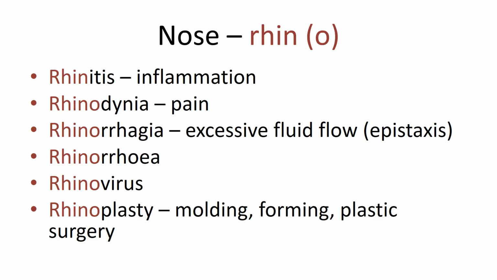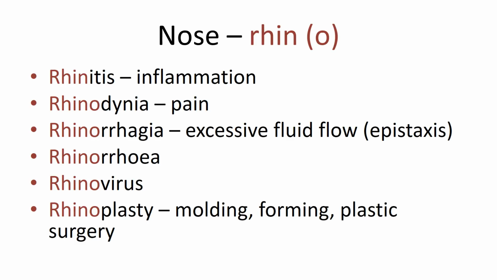Now, carrying on with the nose and nasal passages, we see that rhine or rhino is another common prefix that denotes the nose. So, for example, rhinitis is inflammation of the nasal passages, regardless of the cause. So it could be caused by an irritating gas, or very commonly it's caused by a viral infection. But it's inflammation of the nasal passages.